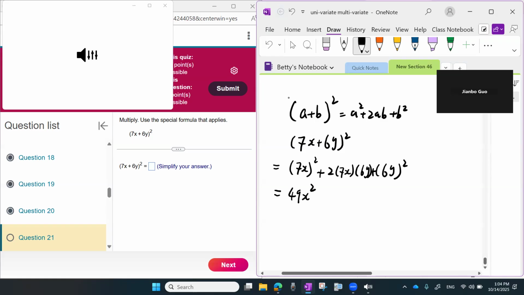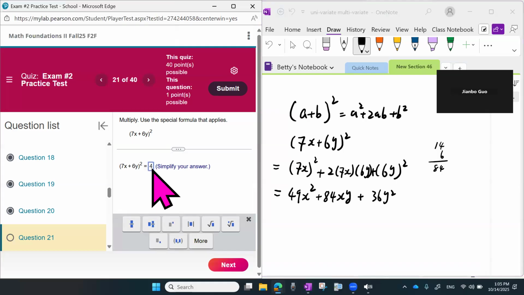X squared. Simplify the middle term. Twice of 7 is 14. 14 times 6 is 84. So 84xy plus 6y to the power of 2 is 36y squared. So let's enter the result. It's going to be 49x squared plus 84xy plus 36y squared.